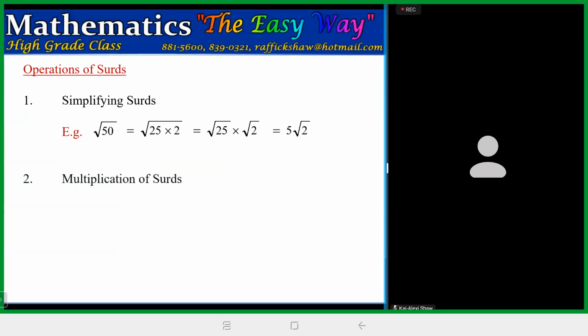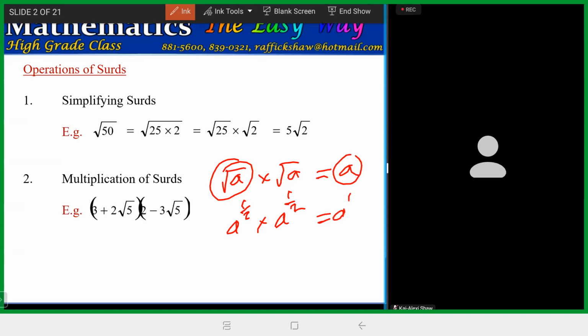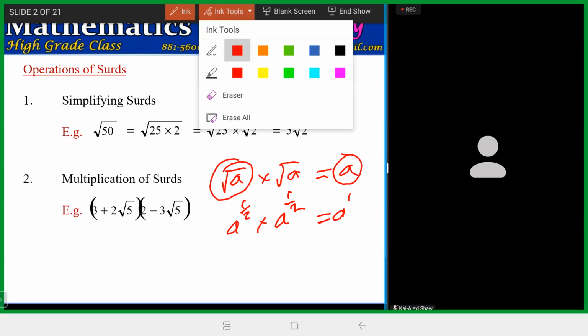Then we have to be able to multiply surds. So one of the things we have to understand in multiplying surds is that, for example, the square root of A times the square root of A becomes equal to A. Right? Because the square root of A right here is the same as A to the half. And when you multiply indices, you add the powers. Half and half is 1, so it becomes A to the 1, which is A.